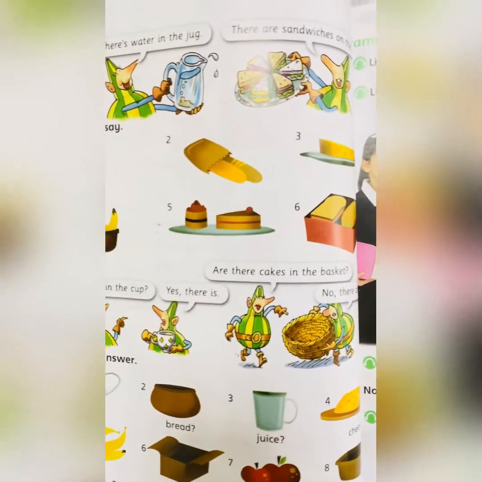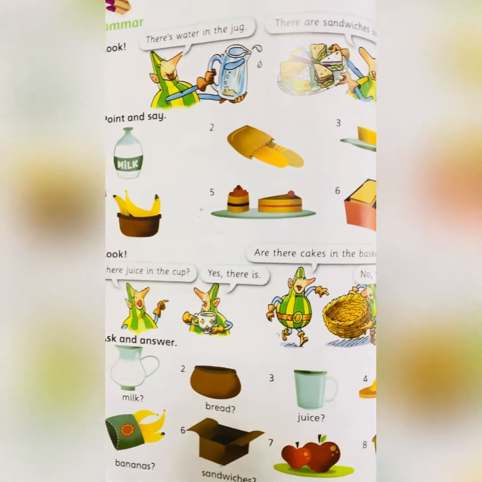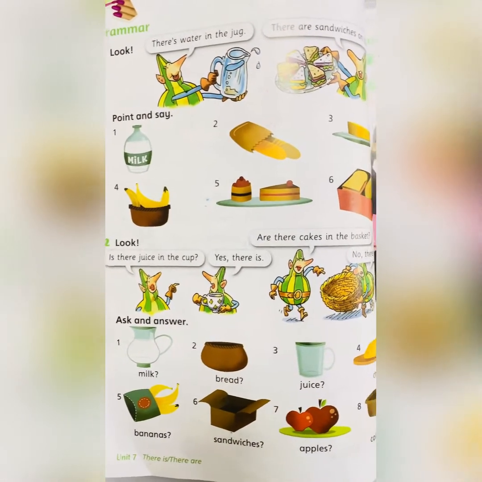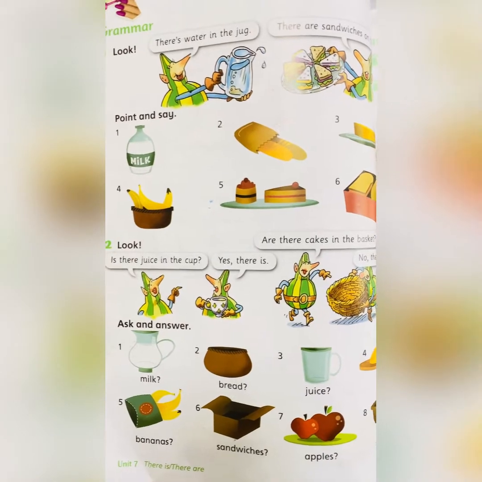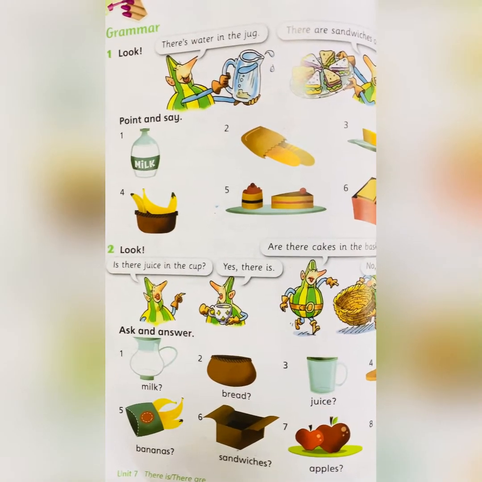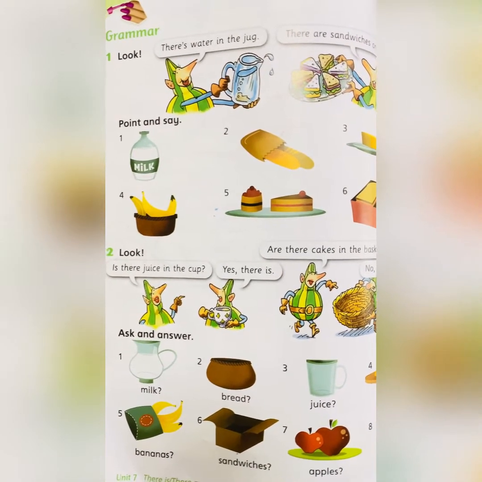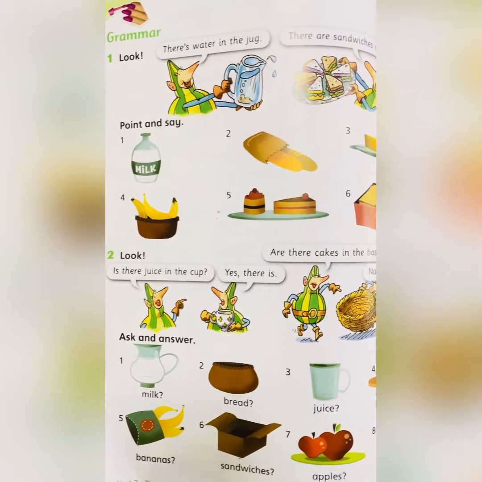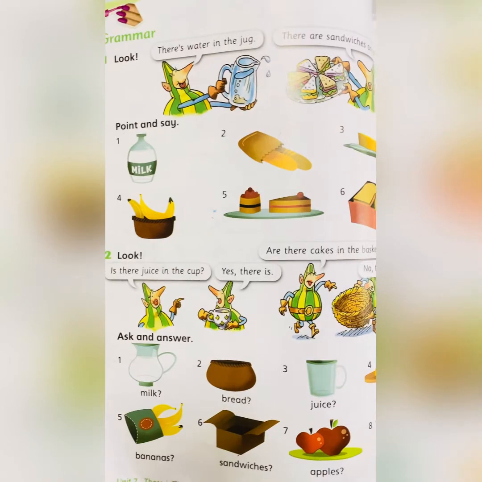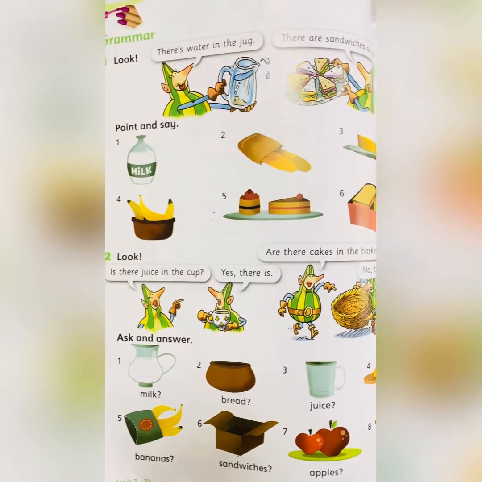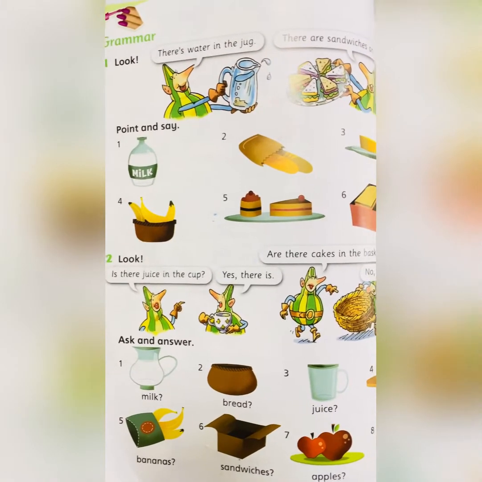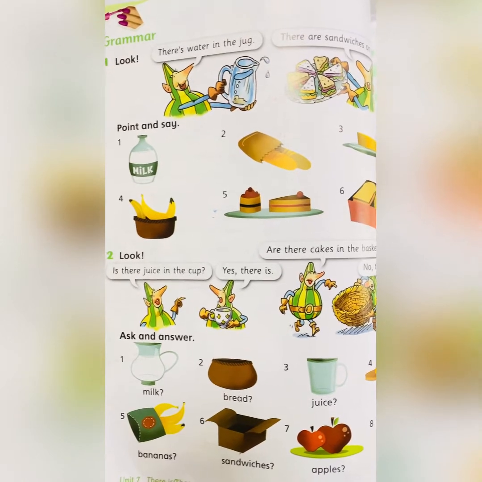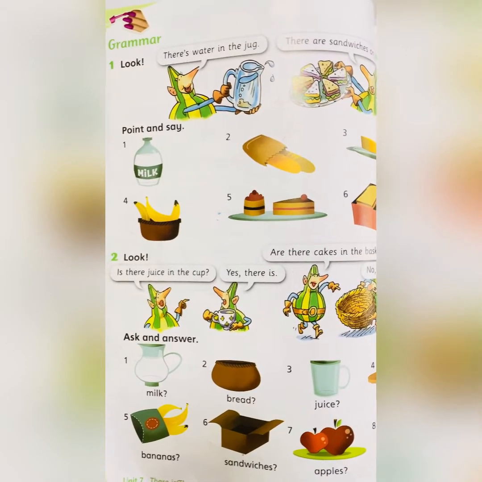And about the grammar of Unit 7, it's talking about how we use there is and there are. There is is for a time when you want to talk about only one thing. And there are is for a time when we want to talk about more than one thing and point to that thing. Okay, so now we're gonna do the examples together and follow me to do it on the board together.